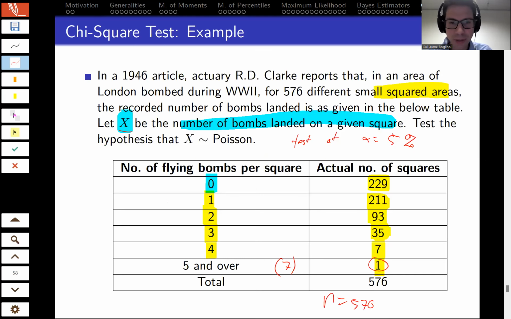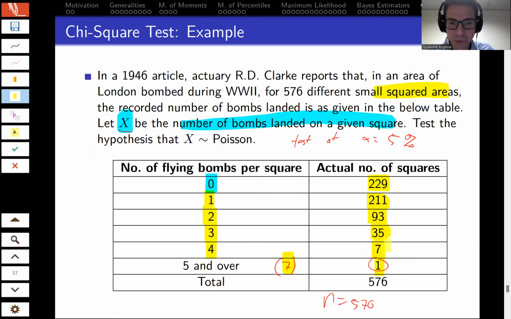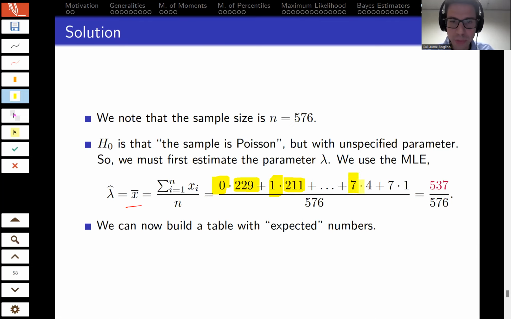Now here, to actually compute it, you needed this 7. I forgot to give it to you, because you need to find the mean of the x's. And again, careful here, x is the number of bombs per square. Now, for 229 squares, the number of bombs was 0. For 211, it was 1. And so on. For 7 squares, it was 4.